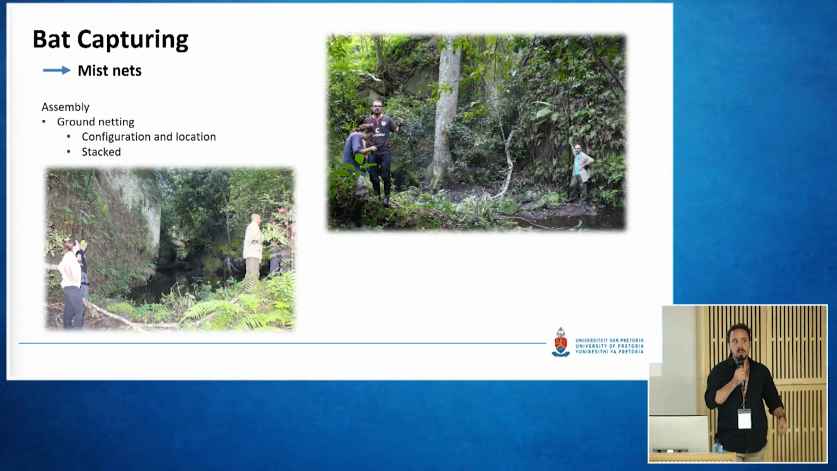So the most common method that we use for mist netting is just called ground netting. That's when you've got a mist net that's basically on ground level. For this, the consideration is just the location that you place it in. For the most part, we try and place mist nets close to water. This is just because when bats come in to drink, they fly pretty low, and then you can easily capture them. But we also use stack nets.